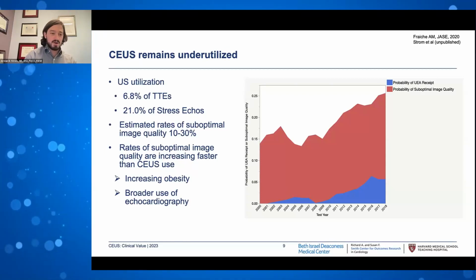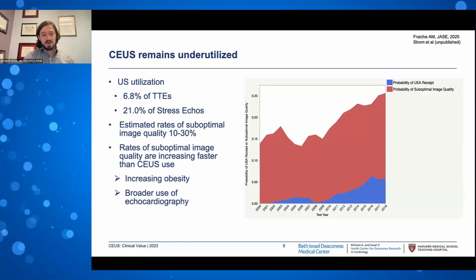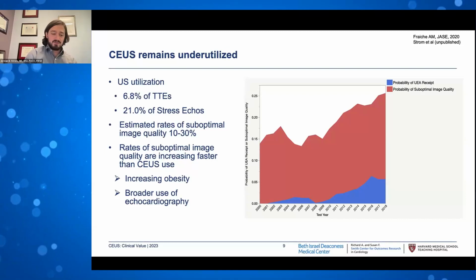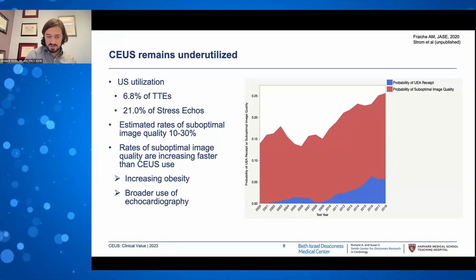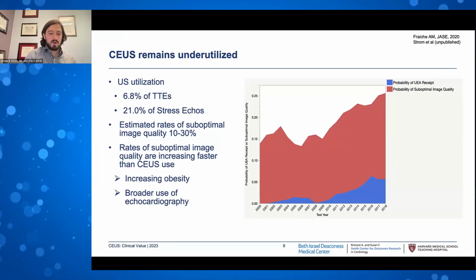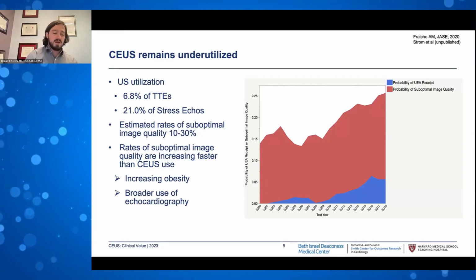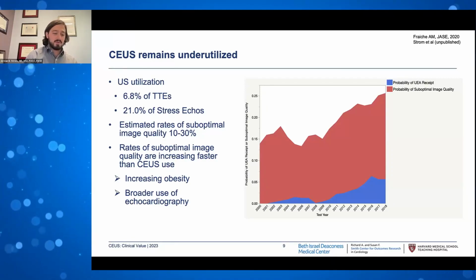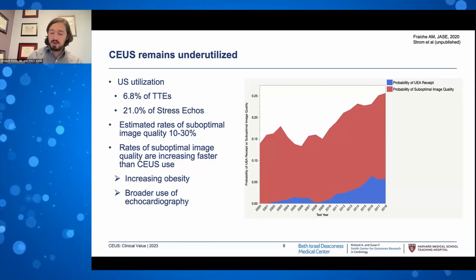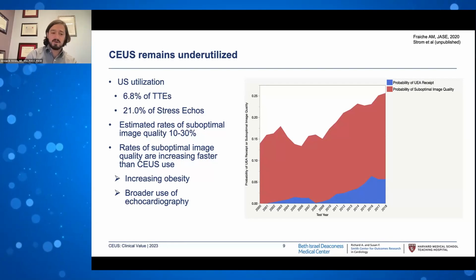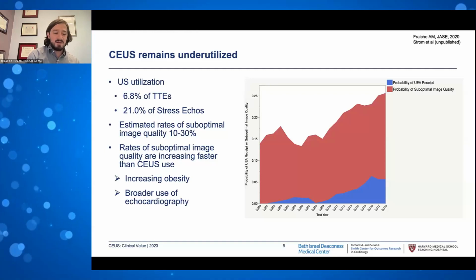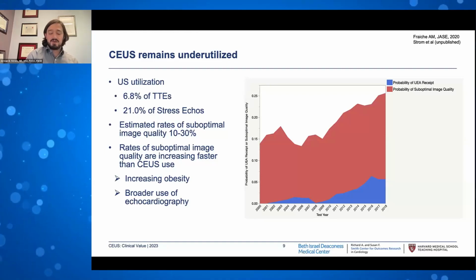Again, as I was saying earlier, the estimated rates of suboptimal image quality are about 10 to 30%. If you do the numbers, you can see that there are far more patients with suboptimal image quality than we're using contrast in. And the rates of suboptimal image quality, at least in this one study that we published in the Journal of the American Society of Echocardiography, seem to be rising faster than the increase in contrast use.